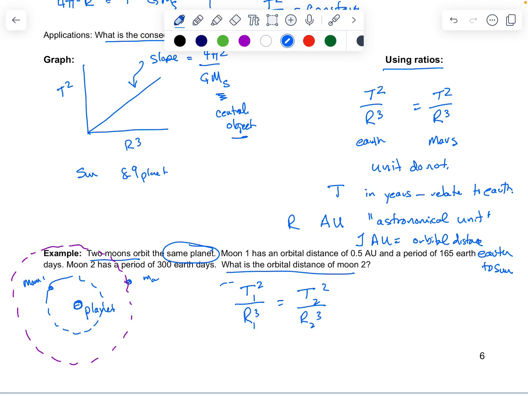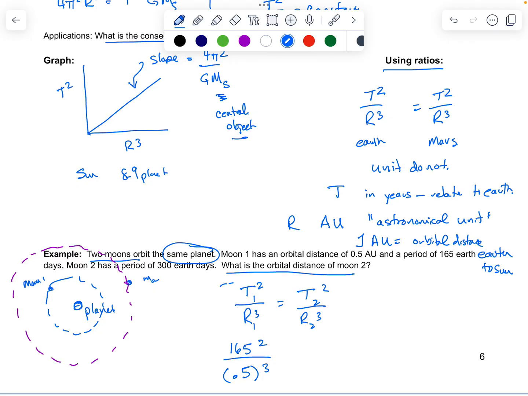So moon 1 has an orbital distance of 0.5 AUs cubed and a period of 165 Earth years squared, and that has to be equal to moon 2, which has a period of 300 Earth years squared, and then the orbital distance of moon 2 cubed. So we can set up a simple ratio here and solve for R2. Again, I'd check and make sure that you can use your calculator and find the cubes and cube roots of that. So try that number, and I'll turn off the video and just plug it into the calculator.